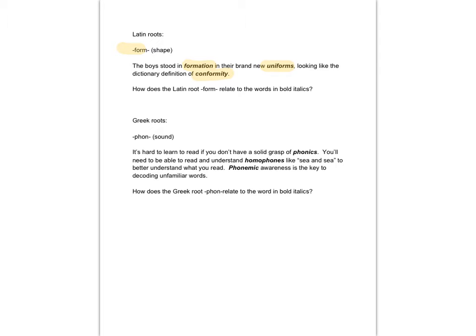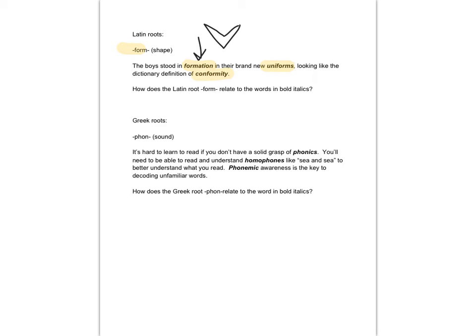So when I think about the word formation, I think about a marching band or the Blue Angels, the fighter jets that fly in formation. A formation is a prearranged shape. So, flocks of geese fly in this formation. They fly in a V shape. So formation is a noun that means a pre-organized, predetermined shape.